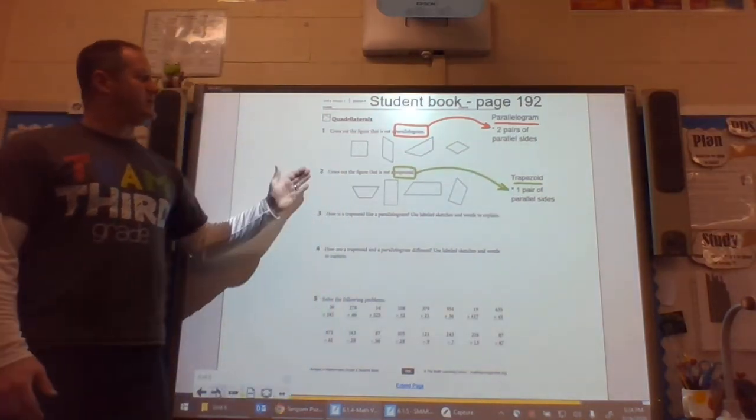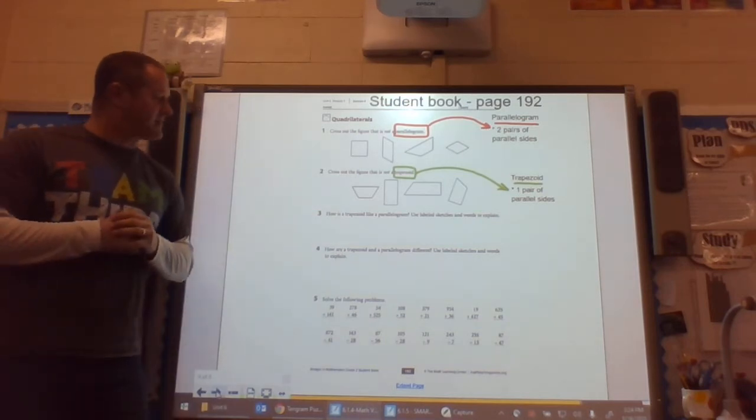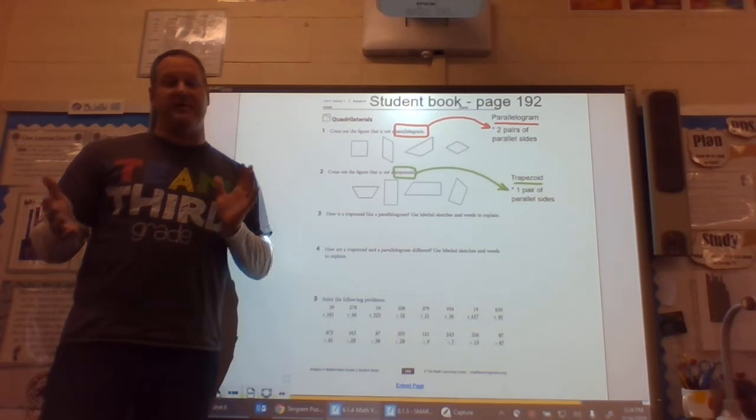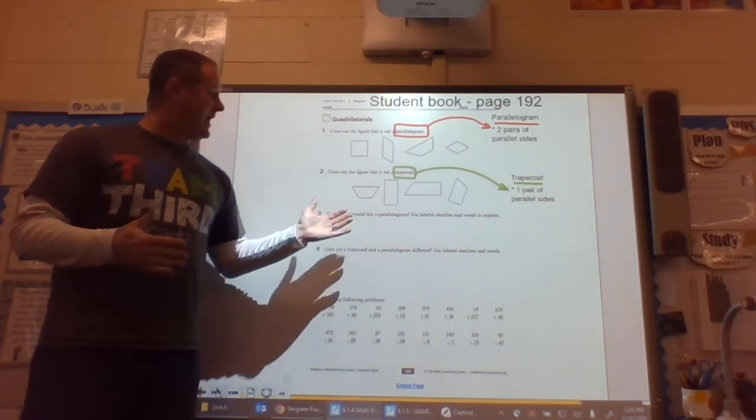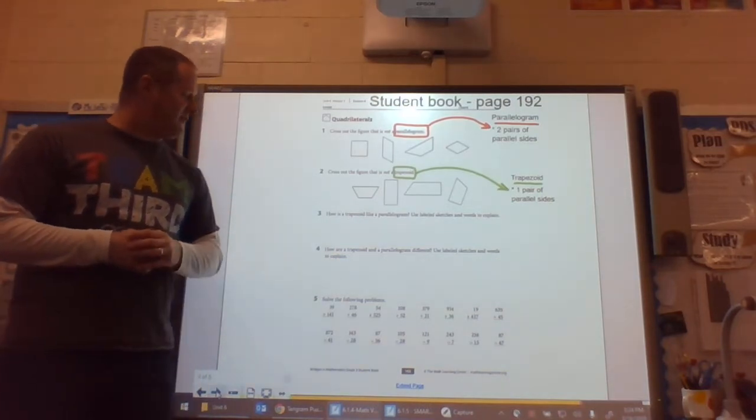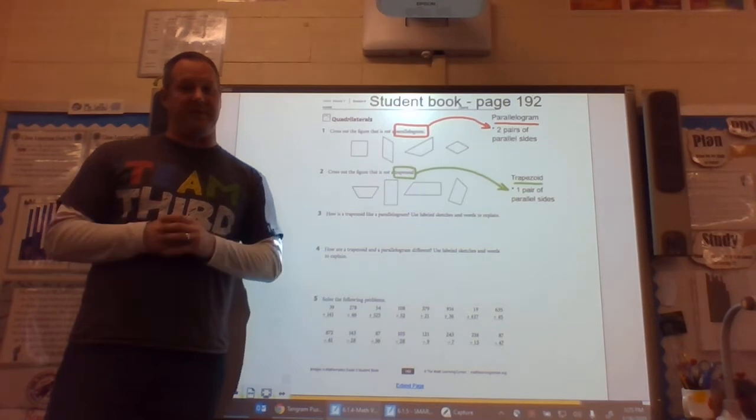All right, so on 1 and 2, you're going to have to do the crossing out and the circling. Number 3 asks you, how is a trapezoid like a parallelogram? So you're saying how they're similar. Then number 4, how a trapezoid and parallelogram are different. So a little bit of a compare and contrast.